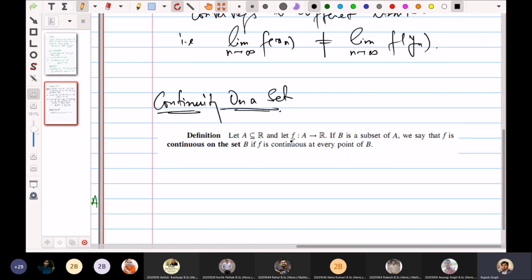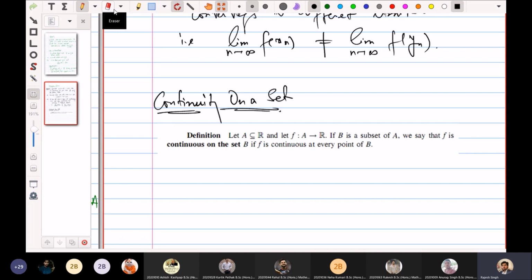So you have some set A contained in R and f is a function from A to R. B is some subset of A, and we say that f is continuous on the set B if f is continuous at every point of B. So if we have to show continuity on any set, we will have to show the continuity at every point of that set.